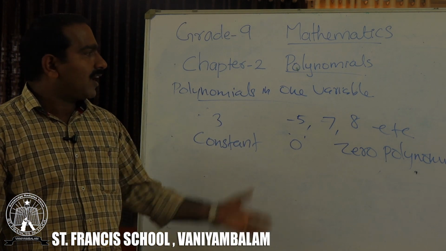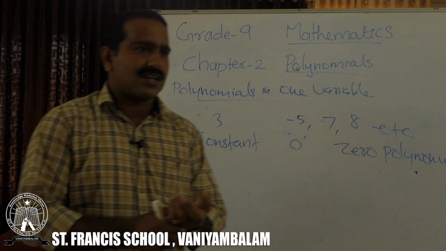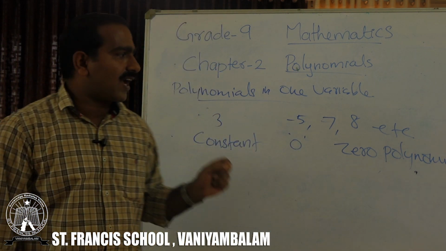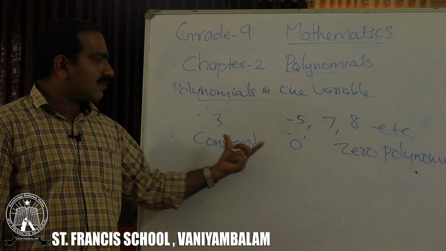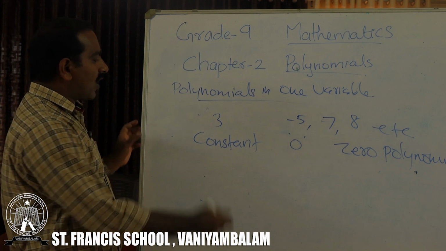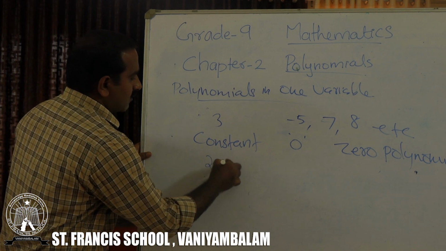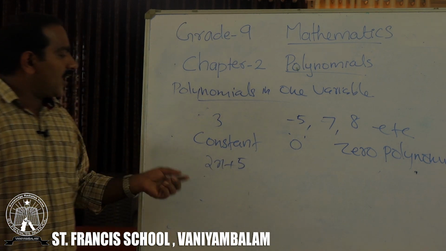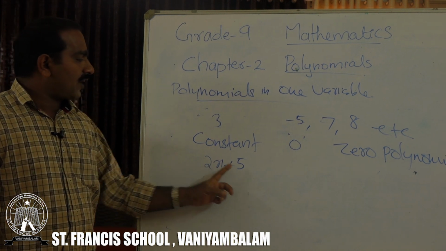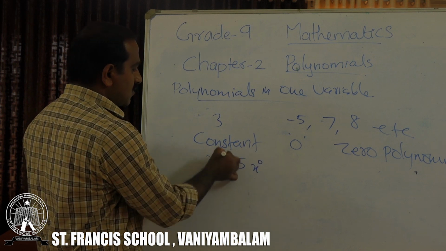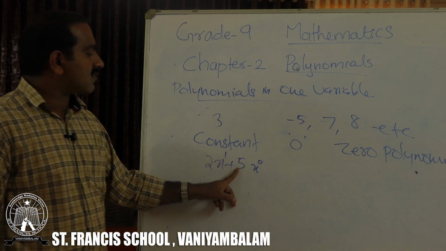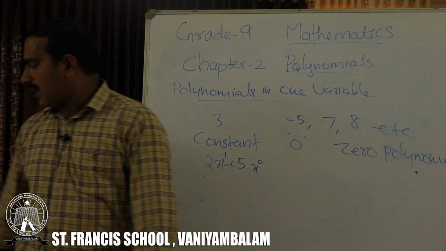And next we discussed terms. What do we mean by terms? Terms are separated by a plus sign or minus sign. Algebraic expressions with a positive or negative sign are called terms. And then coefficients. What is a coefficient? One example is 2x plus 5. In this expression, the coefficient of x is 2, and 5 is the coefficient of x raised to 0. Here x raised to 1, x raised to 0.